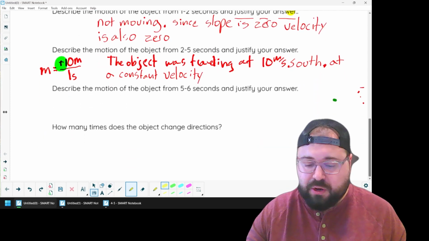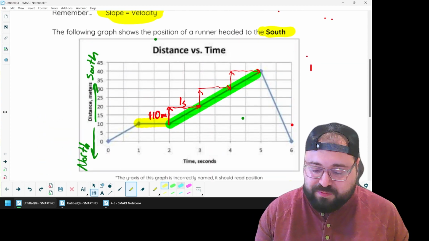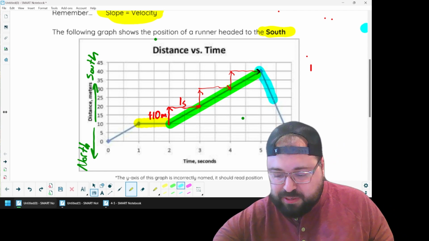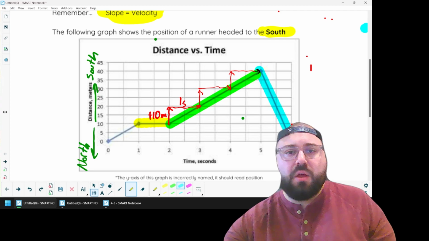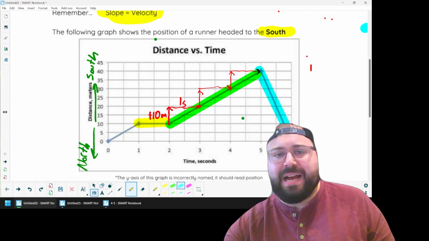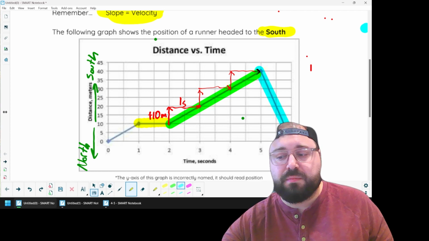Amazing. So let's go and look at 5 to 6 seconds now. From 5 to 6 seconds, we're looking at this little interval in blue, right? Now, what do you guys think? Is the object moving faster, slower, or the same velocity as it was from 2 to 5 seconds?